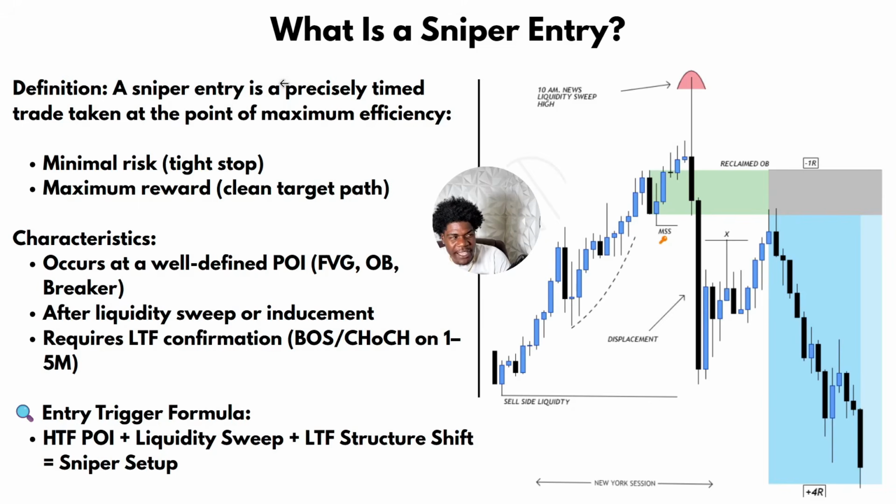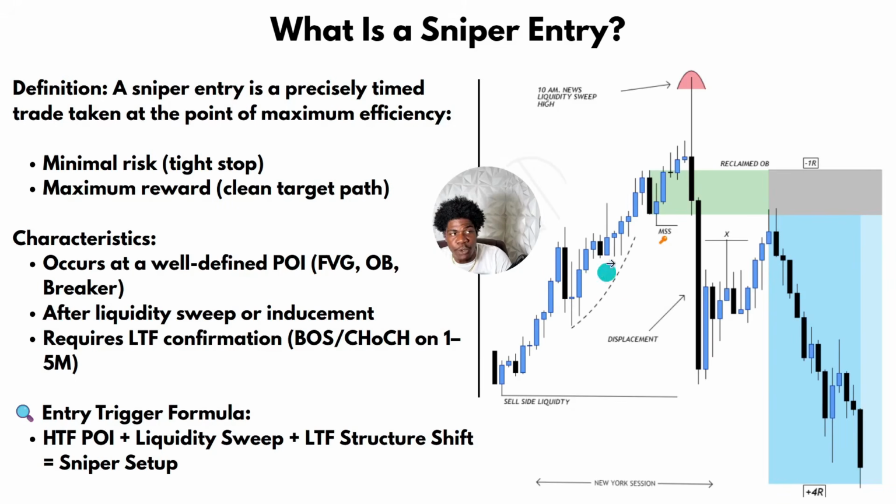It's also usually after a liquidity sweep or an inducement, and it requires lower time frame confirmations, either a break of structure or a change of character on the 1 minute or the 5 minute time frame. And for a quick entry formula, we have a higher time frame point of interest, a liquidity sweep, and a lower time frame market structure shift. This right here creates a sniper setup.